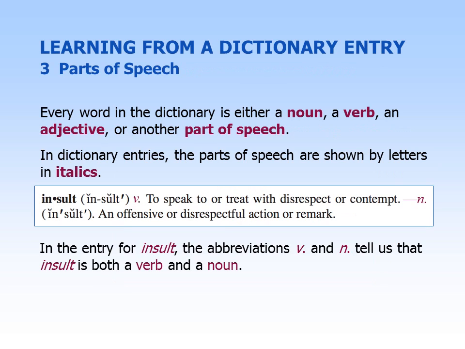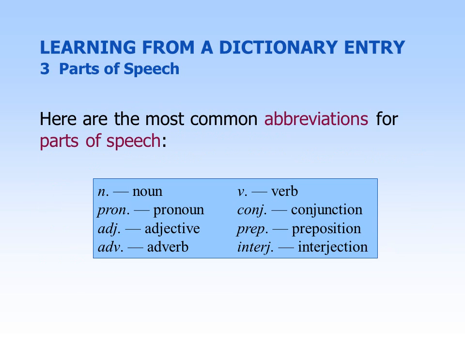Okay, the next thing the dictionary discusses are parts of speech. Every word in the dictionary is either a noun, a verb, an adjective, or another part of speech. The part of speech is written in italics. It just gives you letters. So for example, insult is a verb. If it has an N, it's a noun. P-R-O-N, pronoun. A-D-J, adjective. A-D-V, adverb. V, verb. C-O-N-J, conjunction. P-R-E-P, preposition. I-N-T-E-R-J, interjection. Those are the parts of speech.